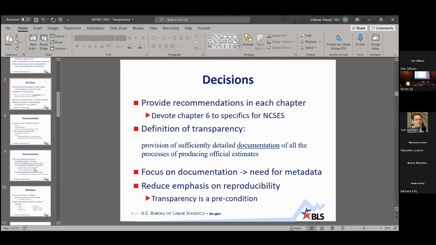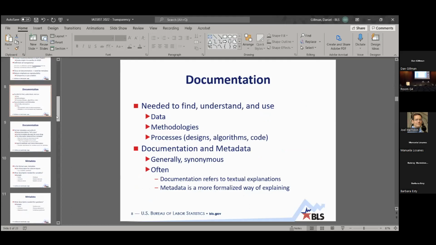But importantly, we define transparency as the provision of sufficiently detailed documentation for all the processes producing official estimates. And it's important because the word transparency is used all over the place, but is very much not defined. And so I think having a definition is a really important aspect of the report. Focus then, of course, is on documentation, which implies a need for metadata. And as I said, we reduced the emphasis on reproducibility because transparency was seen as a precondition for reproducibility.